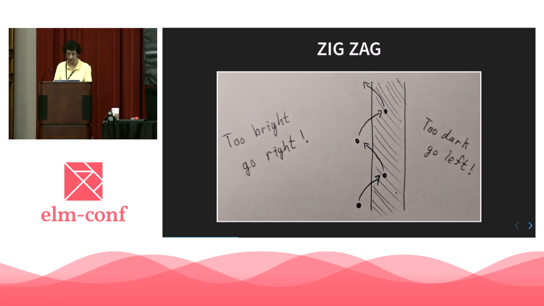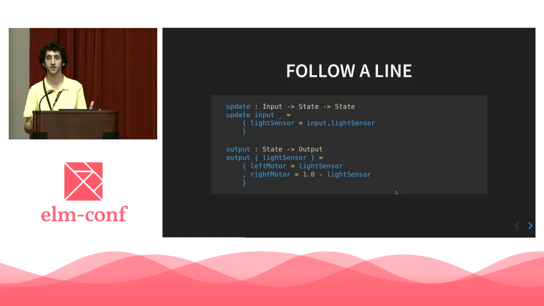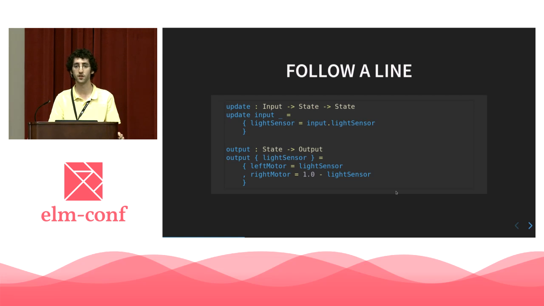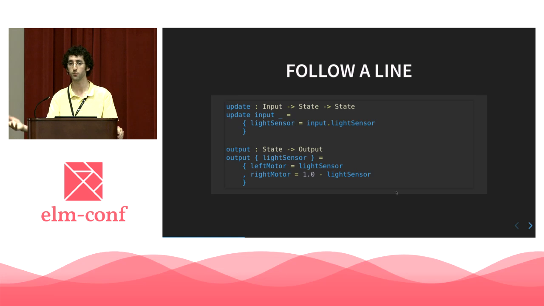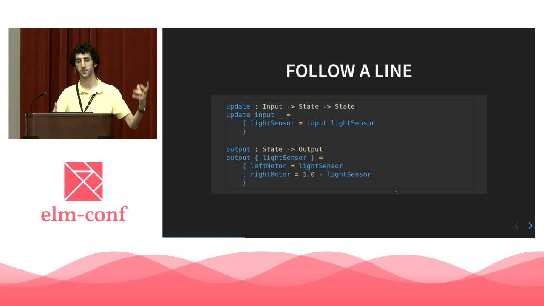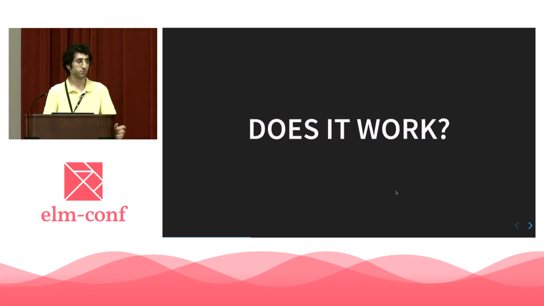So let's look at how that's implemented. This is the code for that. It really is just simple. Whenever we get new inputs, we remember the value of that sensor. And whenever we need to give an output, we set the motor speeds to values proportional to what the sensor is reading. So if the sensor reads a dark surface, then the left motor is going to stop and the right motor is going to go fast, and vice versa. So does it work? Yes.